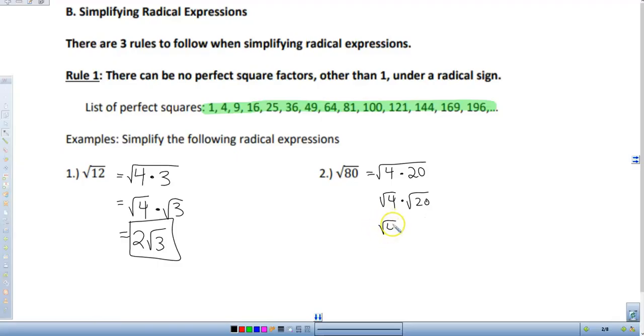So now we get the square root of 4 times the square root of 4 times the square root of 5. Because again, root 20 is root 4 times root 5. Now, square root of 4 is 2 times, square root of 4 is 2 times square root of 5 is just square root of 5.